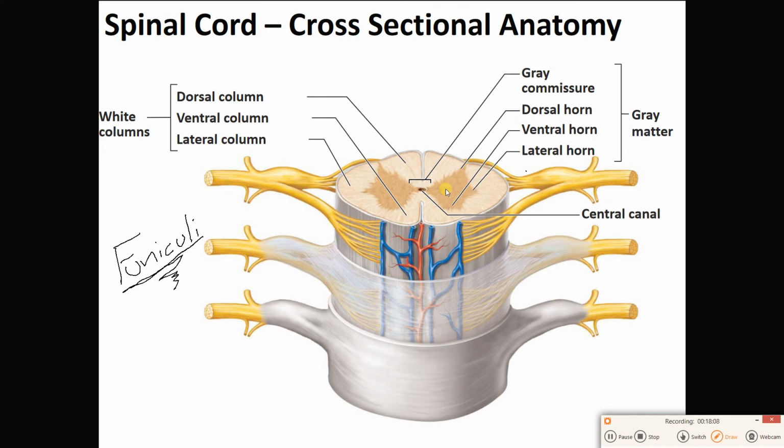Now, linking the two sides, the two wings of the butterfly, is this narrow band of gray tissue called the gray commissure. And within it is a passageway called the central canal, which contains CSF and is continuous with the fourth ventricle, which remember is between the brainstem and the cerebellum.